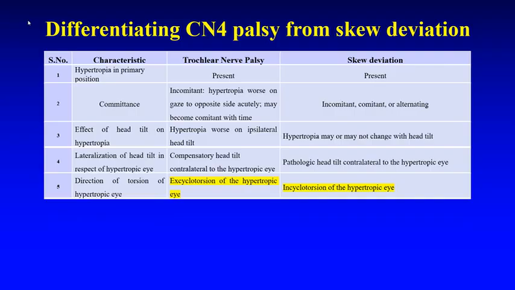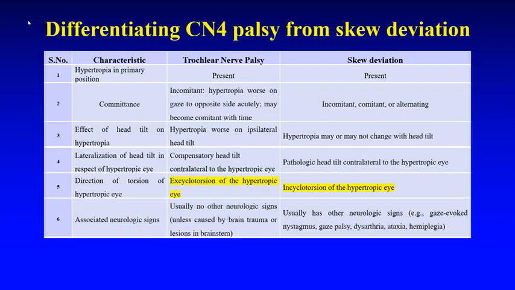Direction of torsion of the hypertropic eye. In the trochlear nerve palsy, there is excyclotorsion of the hypertropic eye, while in the skew deviation, there is incyclotorsion of the hypertropic eye. Associated neurological signs: in fourth cranial nerve palsy, there are no other neurological signs unless caused by brain trauma or lesions in the brainstem. Skew deviation usually has other neurological signs like bidirectional gaze-evoked nystagmus, gaze palsy, dysarthria, ataxia, hemiplegia.